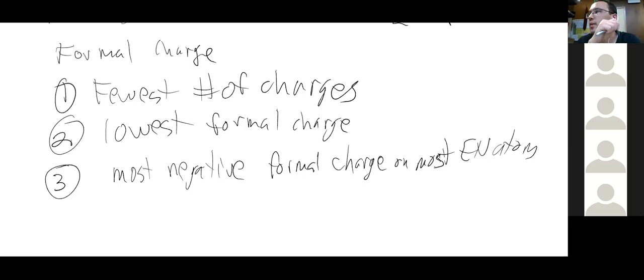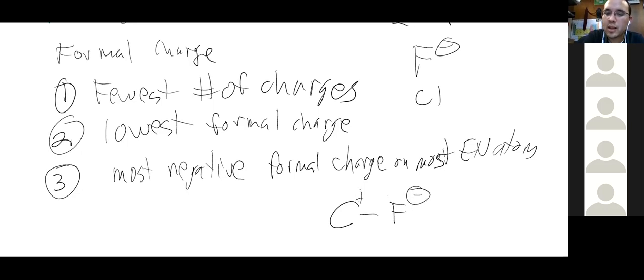What do you mean by that? So if you had the choice between fluorine and chlorine getting a formal charge, who should get it? Fluorine, right? So we would like our fluorine to be the -1 more than our chlorine. In the same way, if you had a carbon and a fluorine, we would much rather have the fluorine with the -1 than the carbon with the -1.